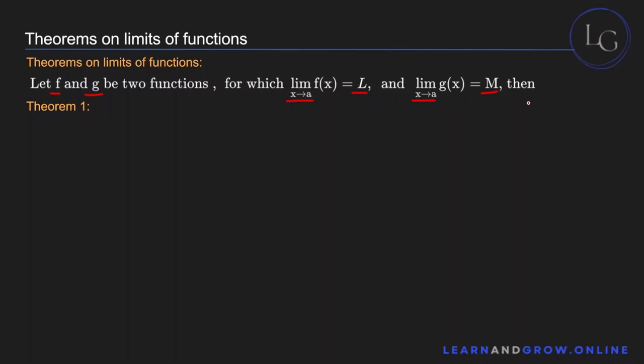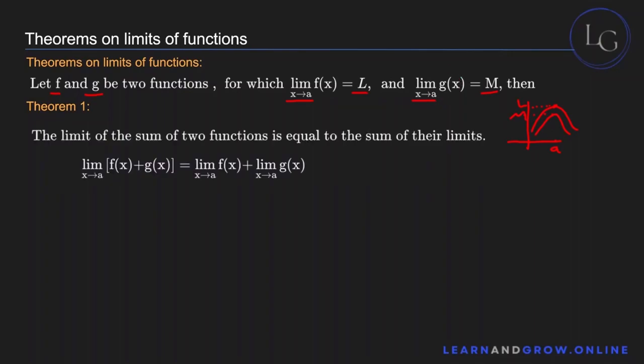So they can basically just say it's like this. Say this is one graph and this is the other graph. So obviously you can see that if we say that this here is a, the limit over here is different and the limit over here is different. So two different functions. Okay, so let's see the first theorem.